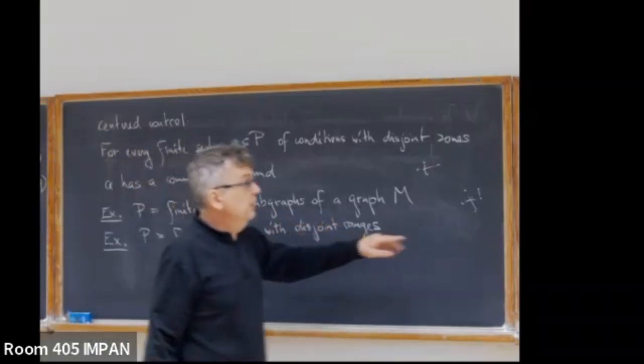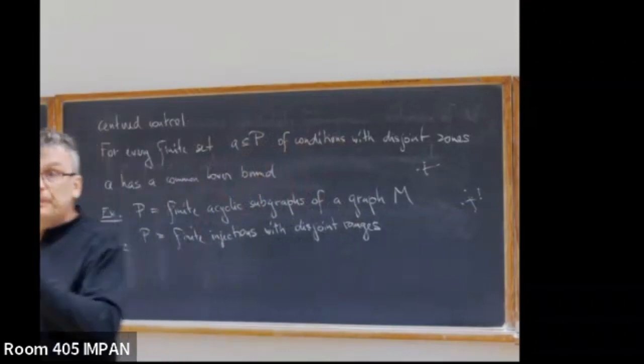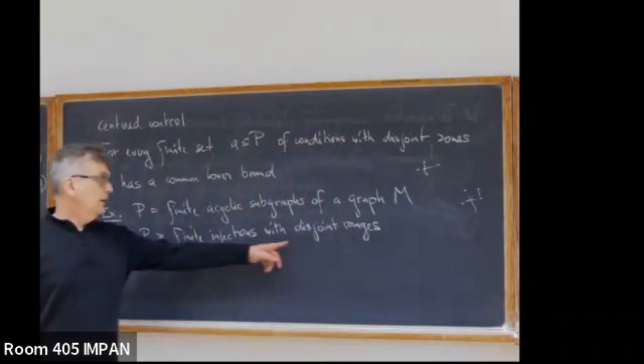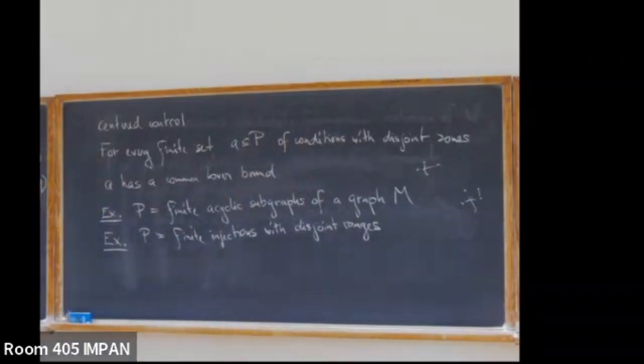So this is an attempt to add a spanning acyclic subgraph. This other one is an attempt to add something that looks like a paradoxical decomposition of a given set, which means two disjoint subsets of it, which are both in bijection with the whole thing.